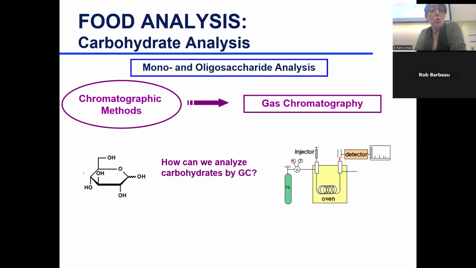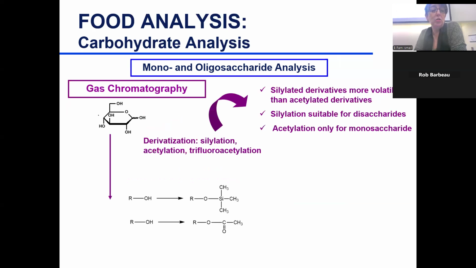All right. So GC. Are carbohydrates volatile? No. So what do we need to do? What did you do to your fatty acids? You derivatize. Yes, you derivatize them. So you derivatize the sugars, and usually you have multiple ways of derivatizing them: silylation or acetylation, or even trifluoroacetylation. Different ways. Again, what's available to them, what they're trained on, they will utilize.